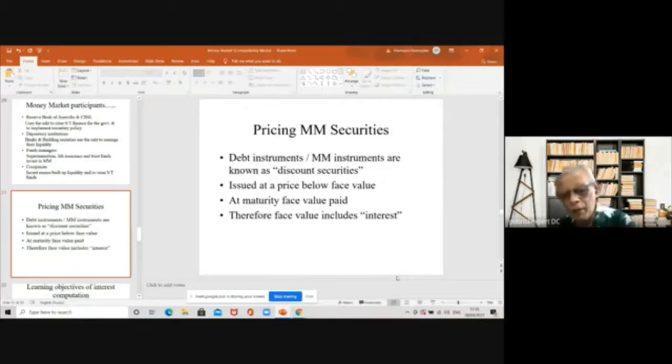A good example is the treasury bill. Treasury bill face value is 100 rupees or multiples of 100 rupees. That instrument, the treasury bill, is issued at a discount price. The difference between the face value and the discount price is the interest component. And at maturity, the face value is paid to the investor.